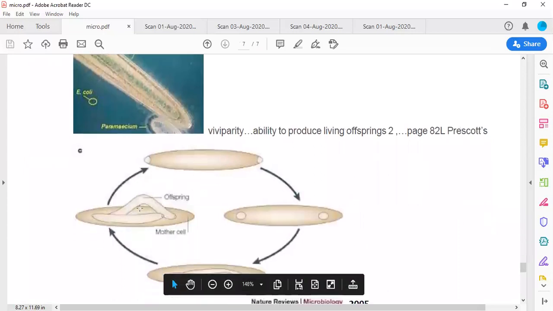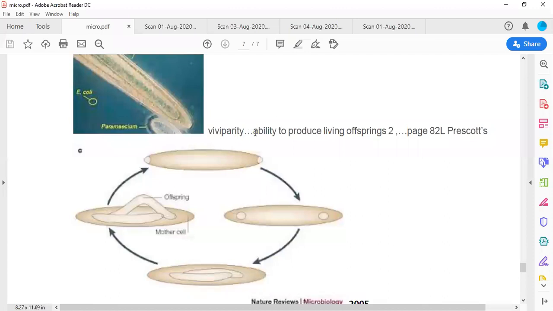Epulopiscium is also reported to give birth to live offspring. So this is showing some viviparity. This is also an exception in bacteria, because bacteria generally divide by binary fission.